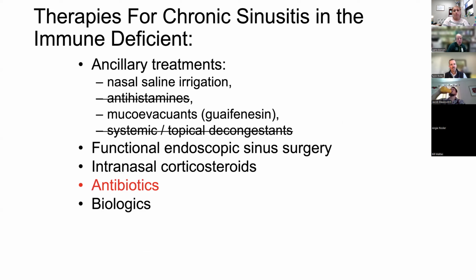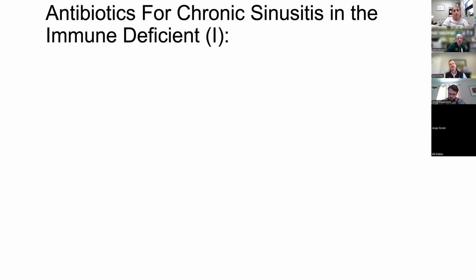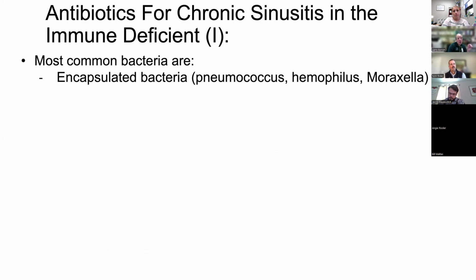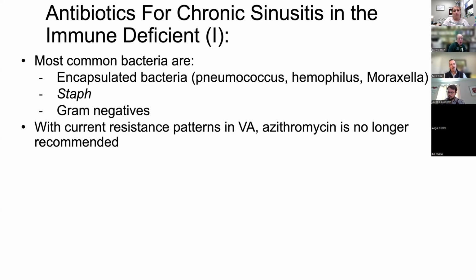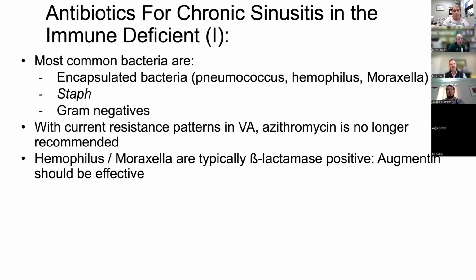So obviously the most important part in the immune deficient is the appropriate use of antibiotics. I'll start off by saying, again, that the most common bacteria in the immune deficient are these encapsulated bacteria, meaning specifically pneumococcus, Haemophilus, and Moraxella. Staph can be an issue, gram-negatives can be an issue. With the current resistance patterns in Virginia, azithromycin, that is the Z-Pak, really is no longer recommended. So we do not use the Z-Pak.